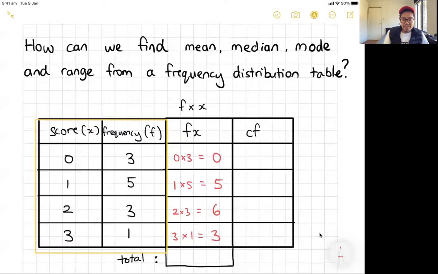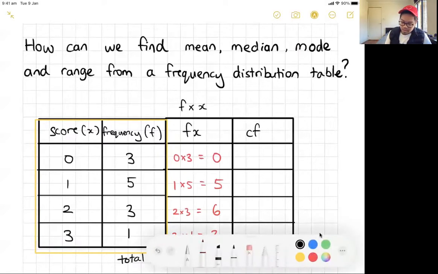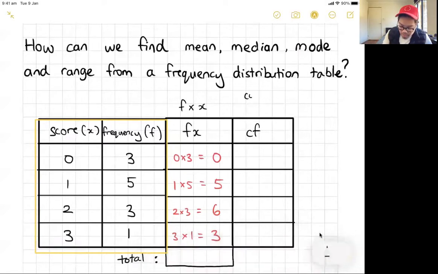Now, your CF means your cumulative frequency. This works slightly differently. So this here, I'll write this down. It stands for cumulative frequency.